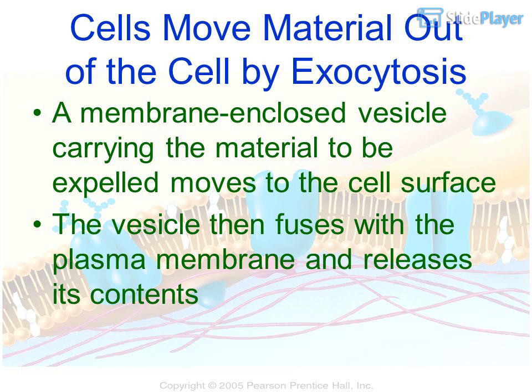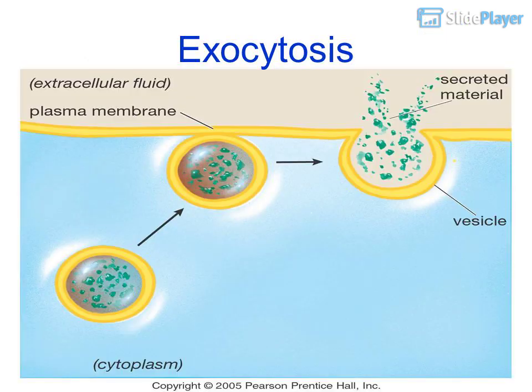Cells move material out of the cell by exocytosis. A membrane-enclosed vesicle carrying the material to be expelled moves to the cell surface. The vesicle then fuses with the plasma membrane and releases its contents.